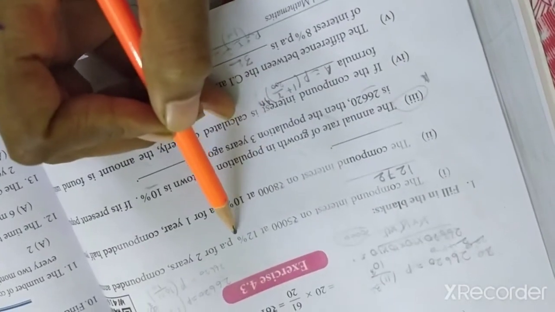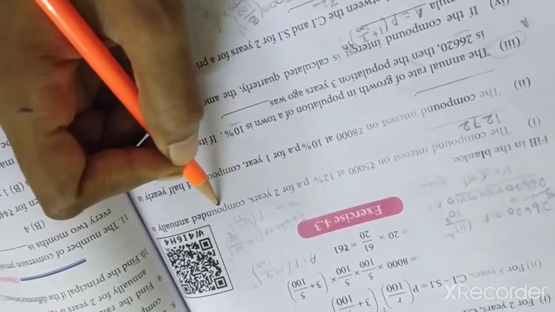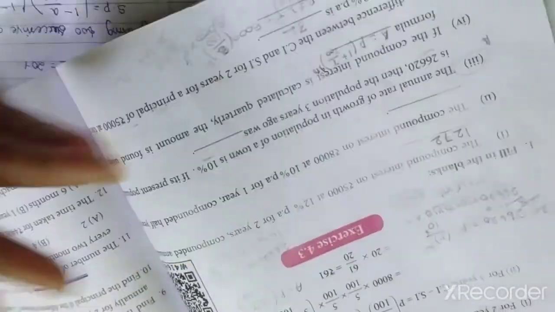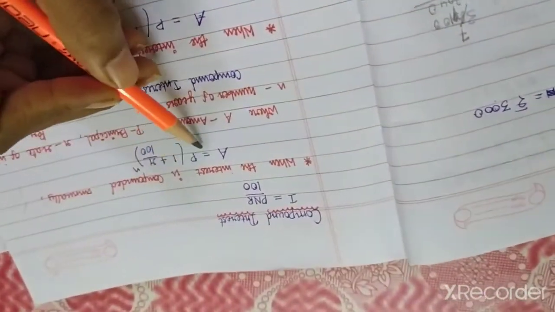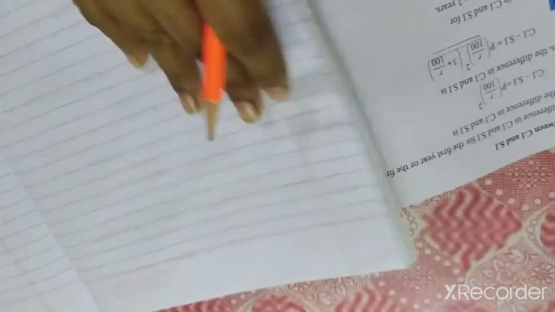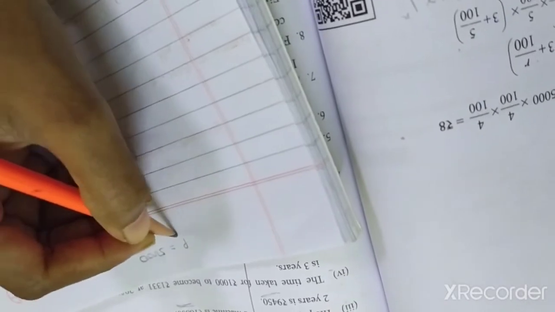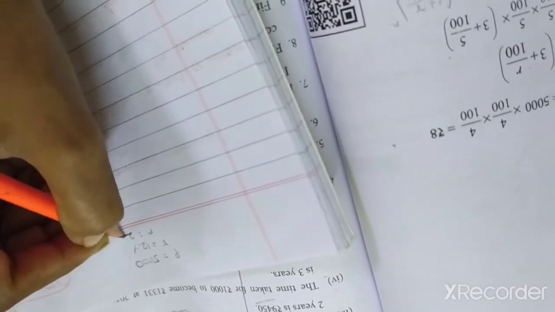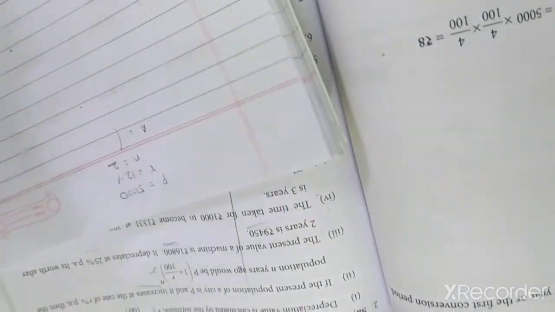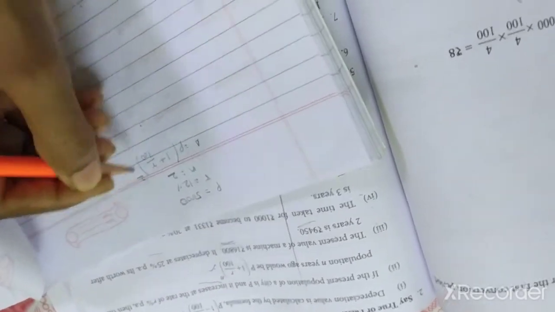So here came the first question. The compound interest on 5,000 at 12% per annum, per annum means per year, for 2 years, compounded annually. Now we know the formula for annually: A is equal to P into 1 plus R by 100 whole power n. P is already given as 5,000. R is equal to 12%, n is equal to 2.